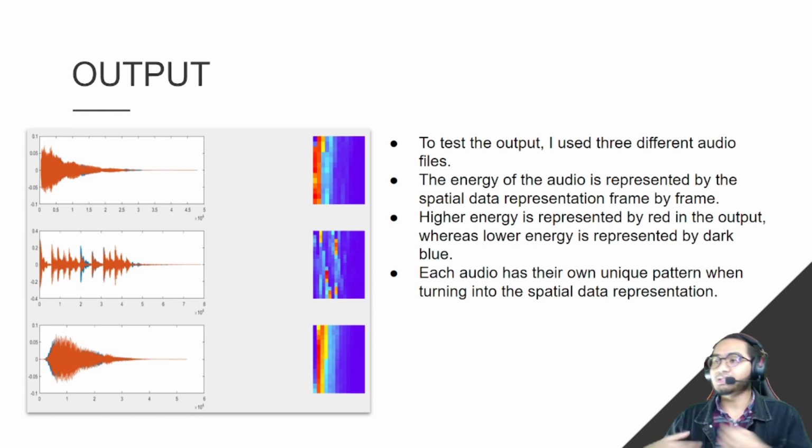This is my output. To test the output, I use three different audio files. The energy of the audio is represented by the spatial data representation frame by frame. Higher energy is represented by red in the output, whereas lower energy is represented by dark blue. Each audio has its own unique pattern when turned into a spatial data representation.